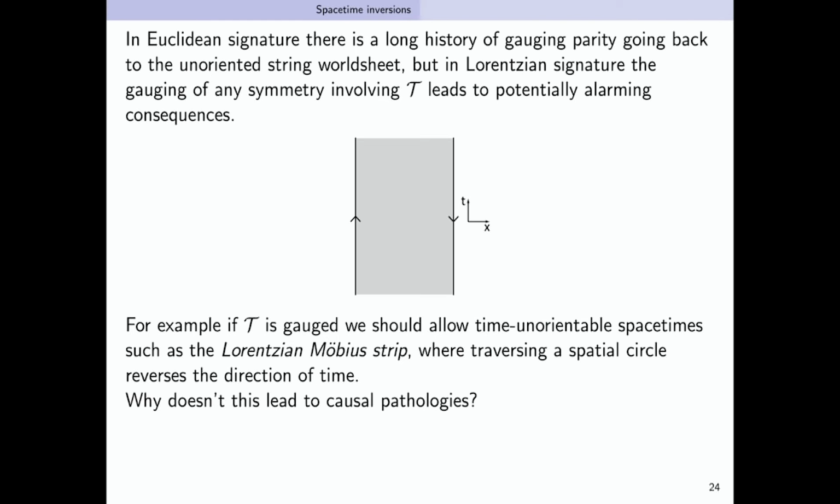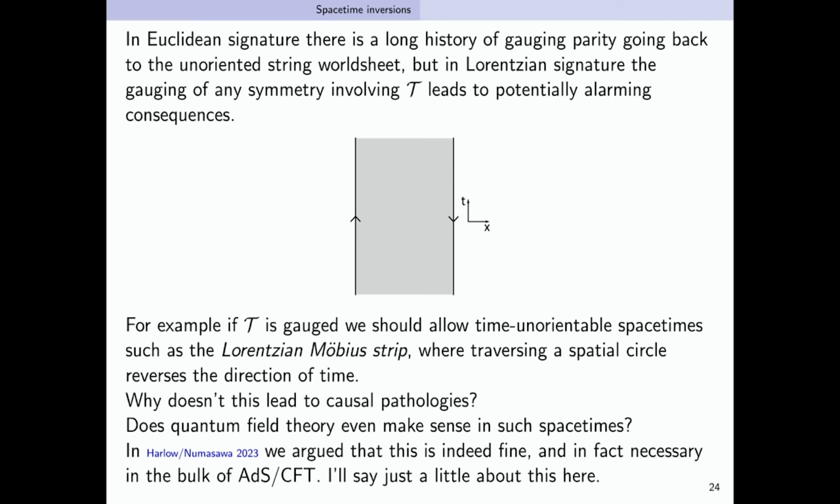Like, is this okay? Can you even talk about quantum field theory in a space-time like this? Tokiro and I wrote a paper saying that indeed you can talk about quantum field theory in a space-time like this. And in fact, in the bulk of AdS/CFT, it's necessary to include such configurations, or you can't match calculations that you can actually do in the CFT. So you have to include them, which is good because CRT is a gauge symmetry, so you should include them. Yeah? If CRT is gauged, do we have a CRT Wilson line?